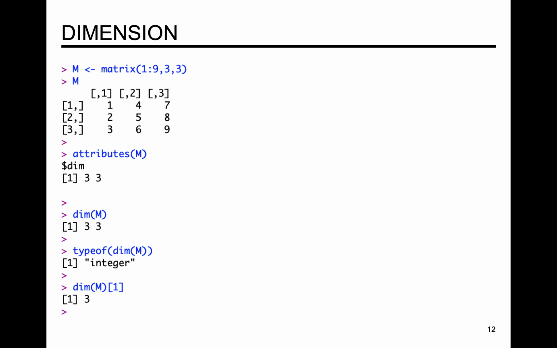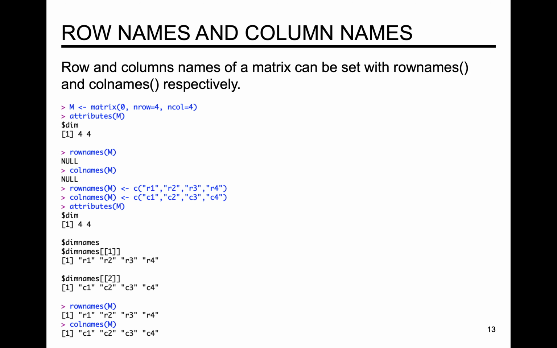The next line confirms that dim parentheses M is in fact an integer vector. Since dim parentheses M is an integer vector, you can additionally type square bracket 1 to get the first element, which is just 3. Row and column names of a matrix can be set with the functions rownames and colnames respectively. First, I create a 4 by 4 matrix of zeros, and then I note that both rownames parentheses M and colnames parentheses M are NULL. I then assign both rownames parentheses M and colnames parentheses M character vectors. Notice that rownames and colnames are now attributes of the matrix M. Also, rownames parentheses M and colnames parentheses M are no longer NULL. They return the character vectors I specified.